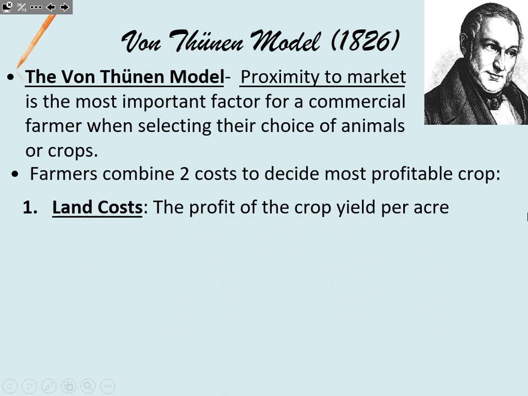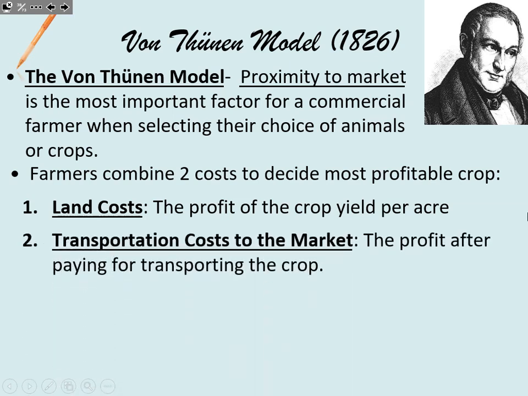The first is the land costs. So we need to look at how much money we can clear per acre after the yield, after the harvest. Okay. The second thing you're going to look at is transportation costs, right? It costs to transport goods to the market. What is that cost?